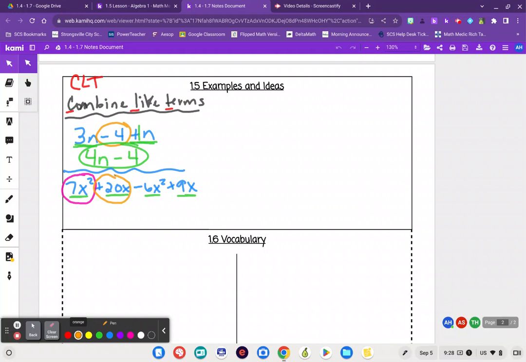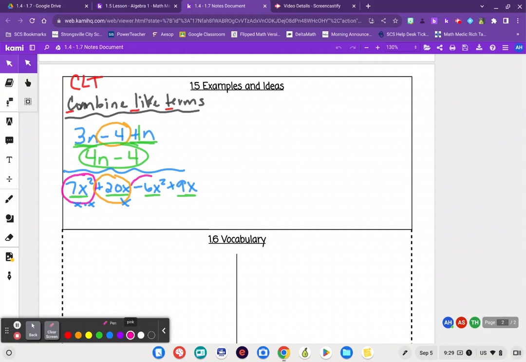Yes, they both have an x, but this x squared really means that I'm multiplying x times x. There are 2 x's being multiplied together, whereas this x without an exponent means that there's only 1 x as part of that multiplication. And so the terms are different. In the first term, I have 2 x's being multiplied. In the second term, there's only 1 x being multiplied.